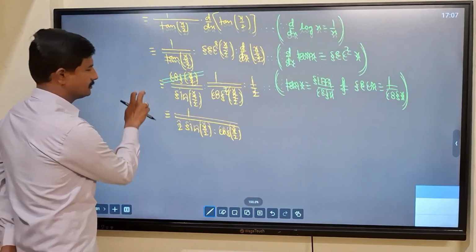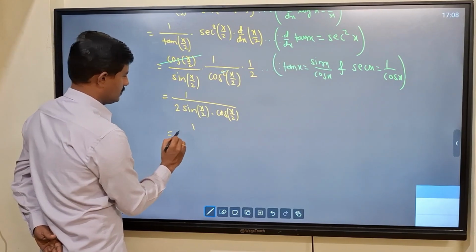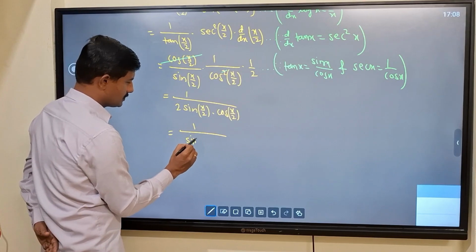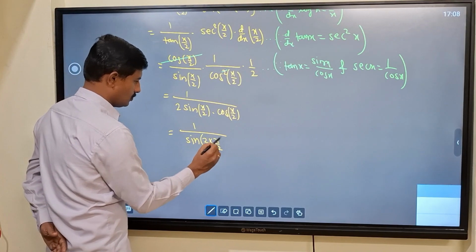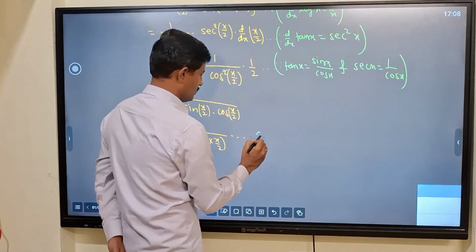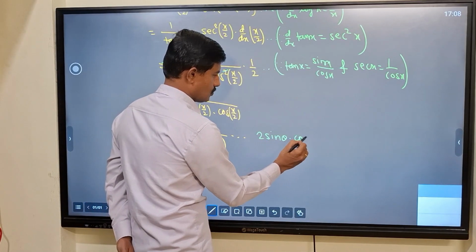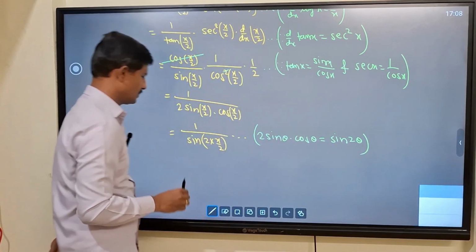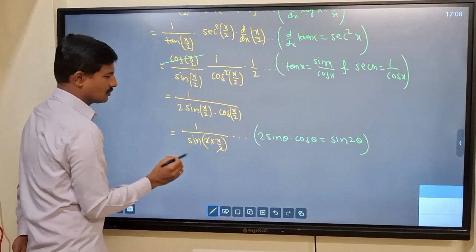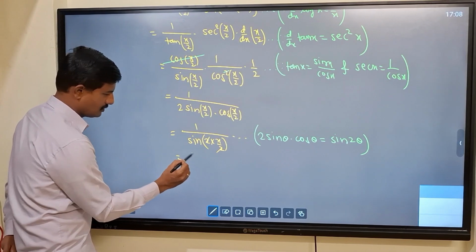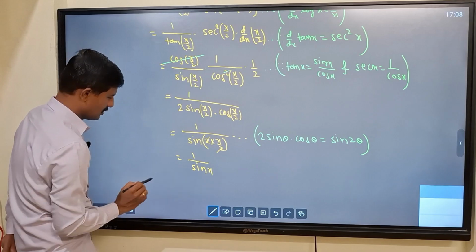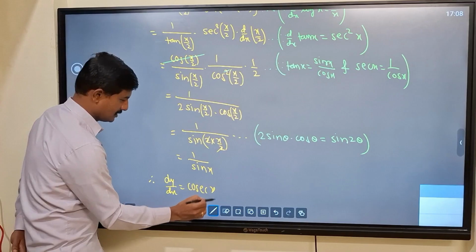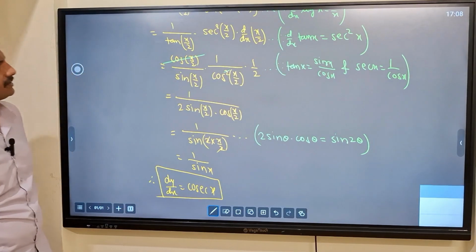Now here is one really important formula. 2 sine theta into cos theta is sine 2 theta. So it will become sine 2 into x by 2. This is again the trigonometric formula: 2 sine theta into cos theta is sine 2 theta. That's why it becomes 1 upon sine x, and the last dy by dx, 1 upon sine x, is cosec x. This is a really simple answer.